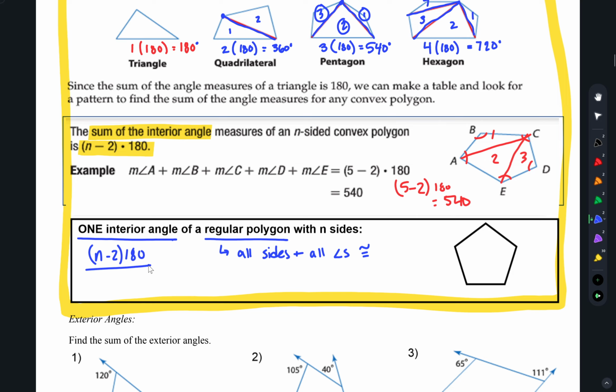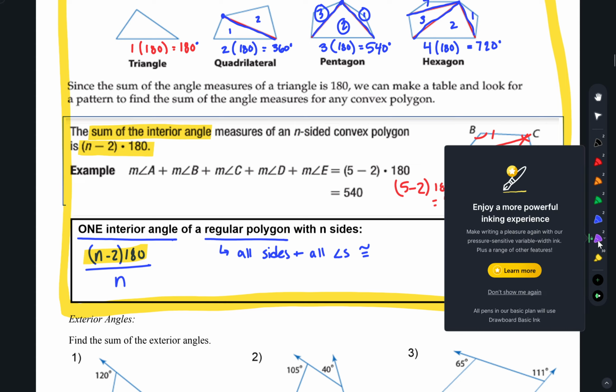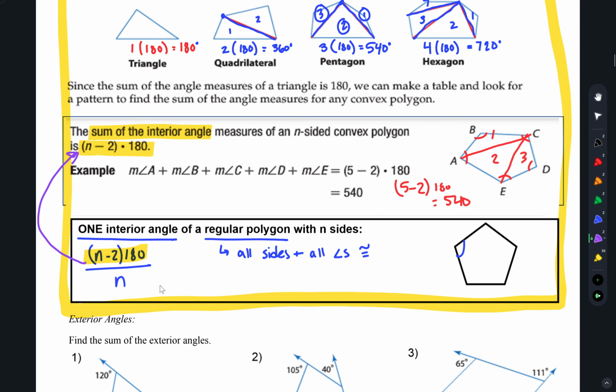And I just divide it by however many angles I have, which is the same as however many sides I have. So to get the measurement of one angle, I take the sum, which is this guy right here, and I divide it by the number of sides or angles. Any questions on that? So 2 formulas for interior angles, except they're kind of the same formula. One is just divided by the number of sides.